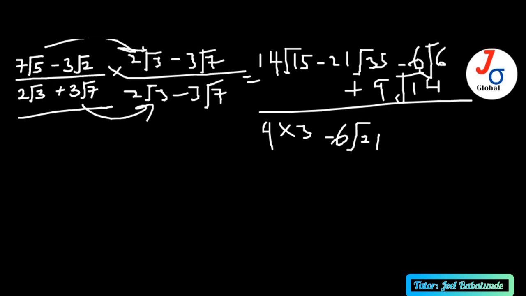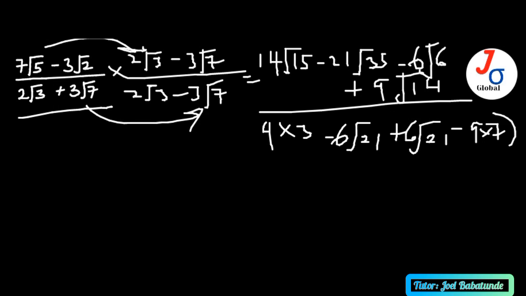Okay, then this times this is plus, then 3 times 2 is 6, and 3 times 7 is 21. Then you have plus times minus, you have minus. 3 times 3, you have 9. 7 times 7 is 49, and that's 9 times 7, because root 49 is 7. Okay, good.